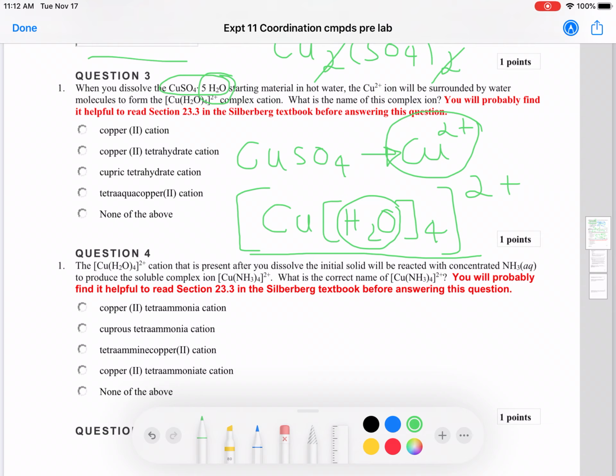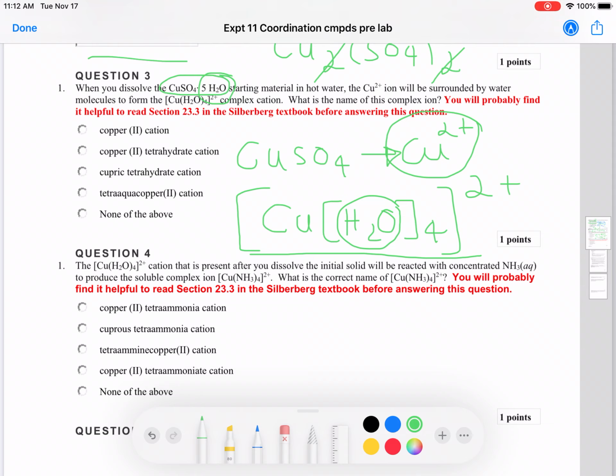Okay, so this is how you're going to name it. First you have to say how many water molecules. Remember, mono, di, tri, tetra. There are 4 water molecules, and when you are naming ligands, water is named as aqua. So there are 4 water, so tetra aqua.